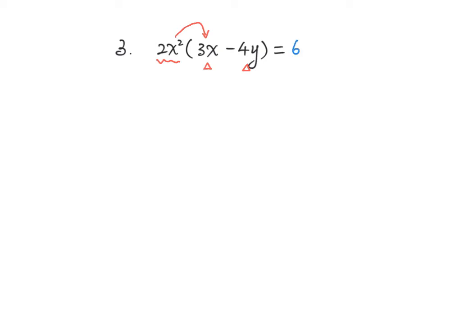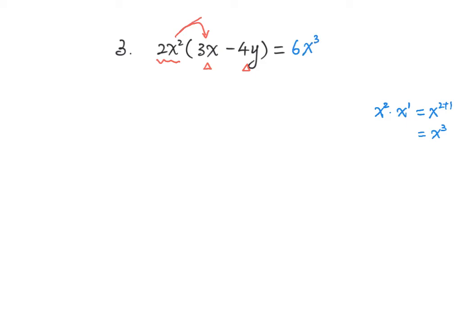X squared times x, which means x squared times x to the power 1. So apply the laws of indices. X to the power 2 plus 1, which gives us x to the power 3. So here, 2x squared times 3x is 6x to the power 3.